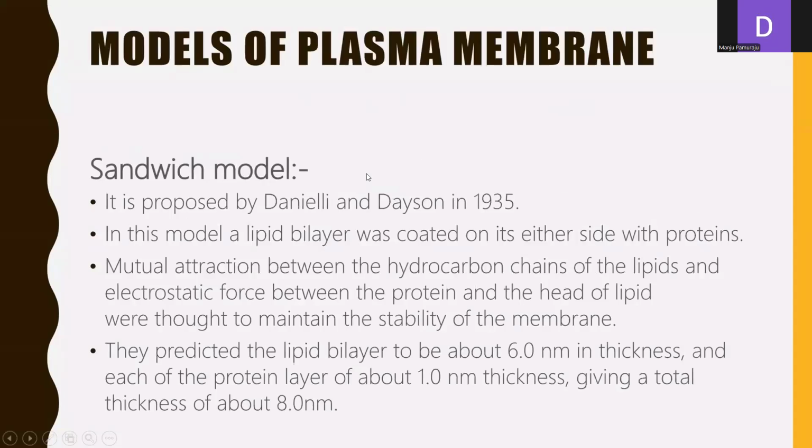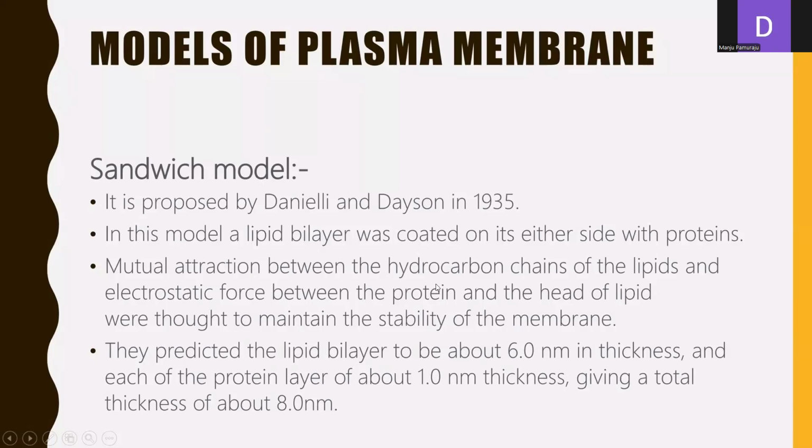So, models of plasma membrane. Mainly three models are there. The first is the sandwich model, proposed by Danielli and Davson in 1935. In this model, a lipid bilayer was coated on either side with proteins. So on either side of the bilayered lipid, it is attached with, coated with, the proteins.